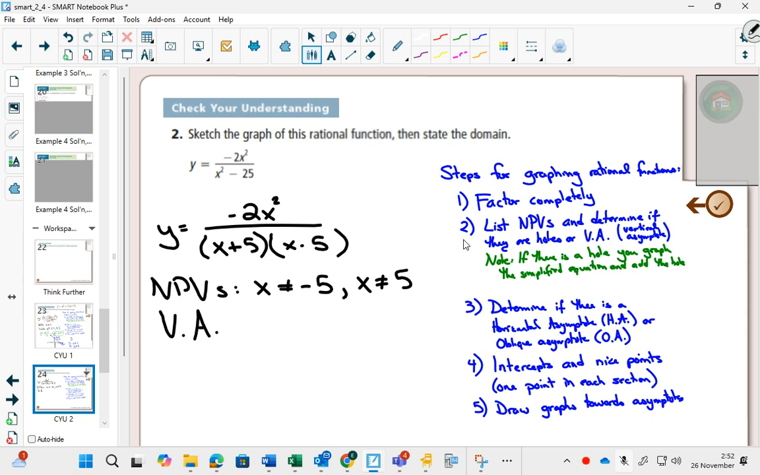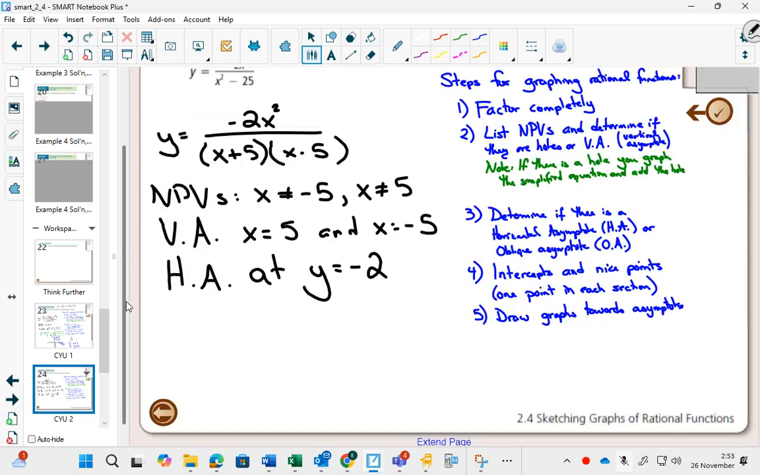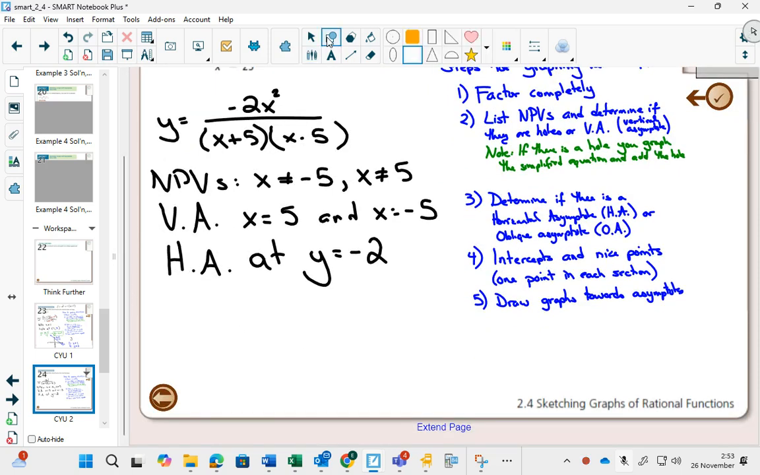So here we go. Vertical asymptotes at x equals 5 and x equals negative 5. Next. Degree is the same on the top and the bottom. That's group 2. Horizontal asymptote, look at the coefficients. Negative 2 in front of the x squared on the top. A 1 in front of the x squared on the bottom. Negative 2 over 1 is negative 2. So we can start drawing our graph.